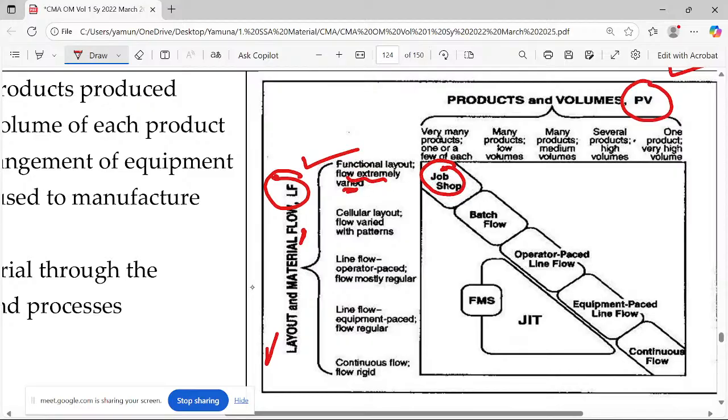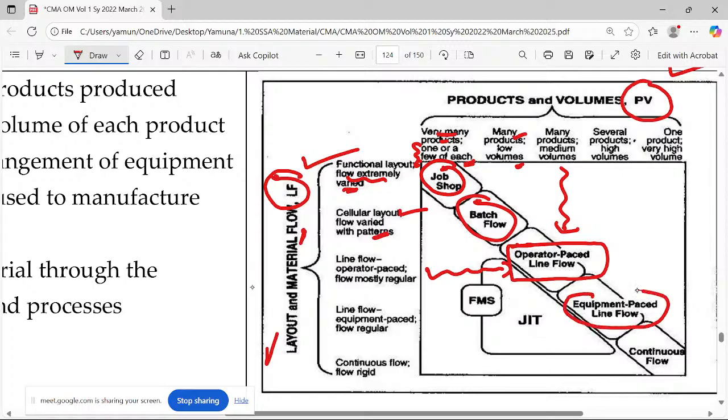See, job shop: flow extremely varied, very many products, one or a few of each will be done. That is highly customized. When you go for batch flow, cellular layout, flow varies with patterns. So batch by batch, flow varied with patterns. Many products, but somewhat low volumes. When you go for operator-based line flow, many products, medium volumes. So flow is mostly regulated. And for equipment-based line flow, equipment-based regular flow will be there, and several products in high volumes will be done. And continuous flow means one product in very high volume will be done.